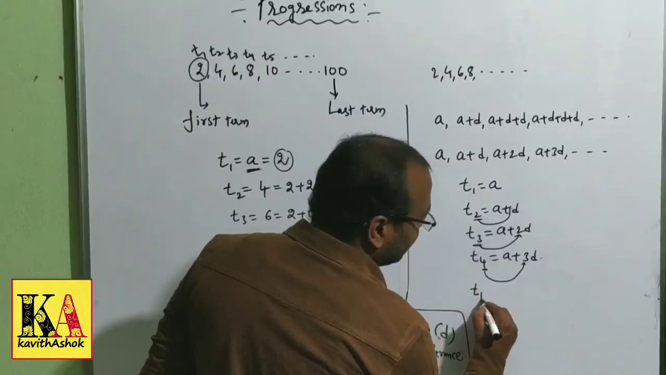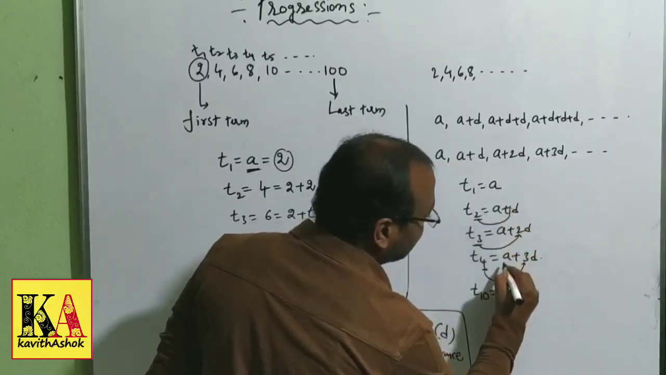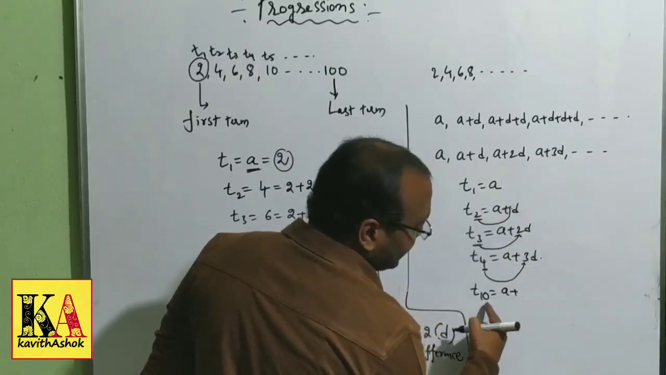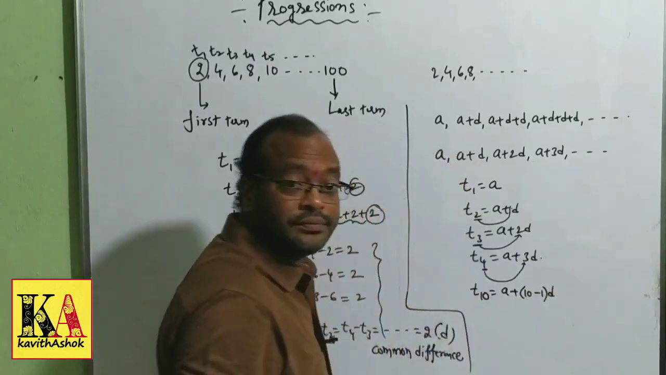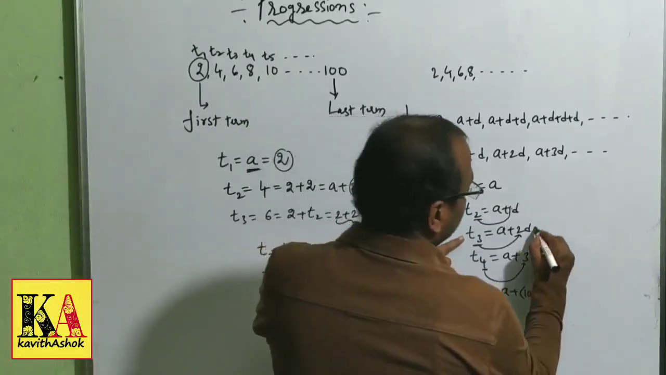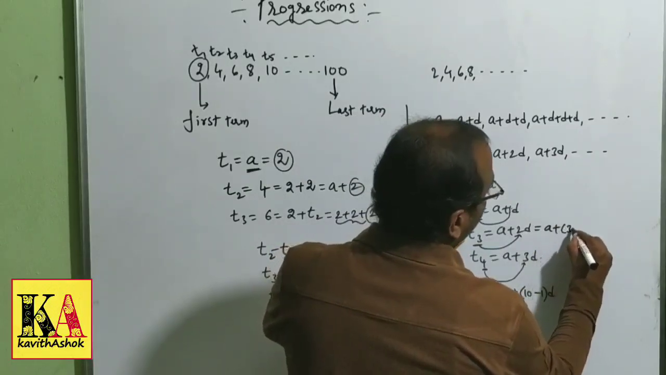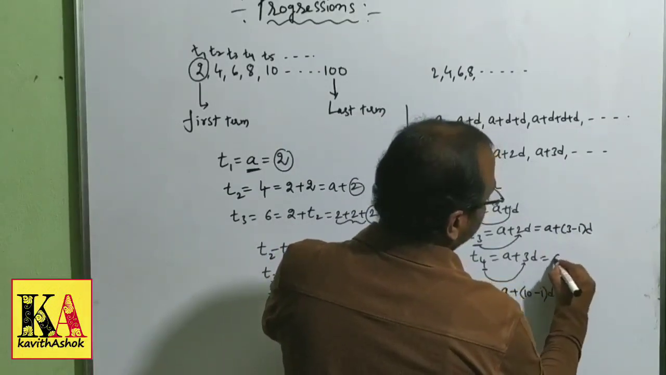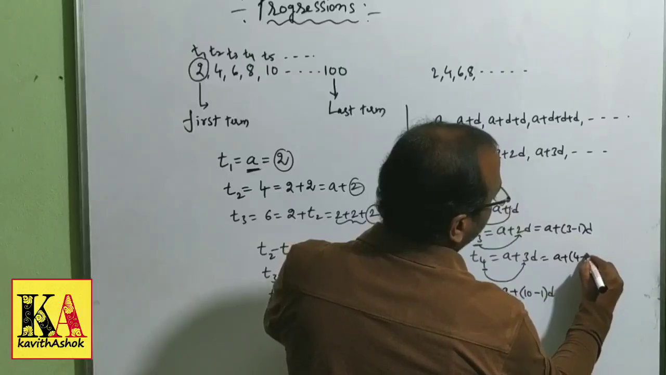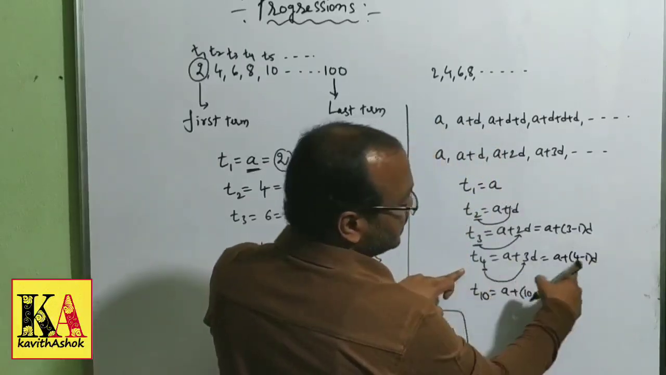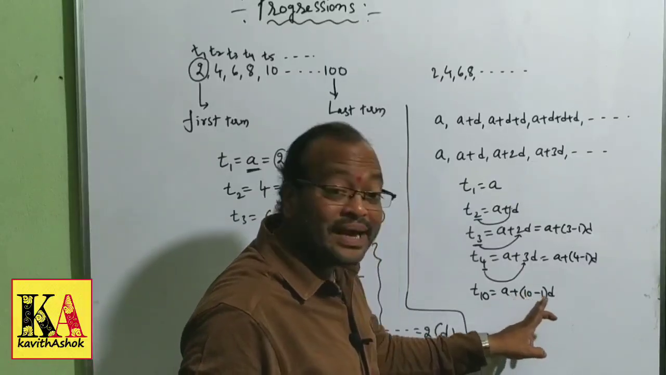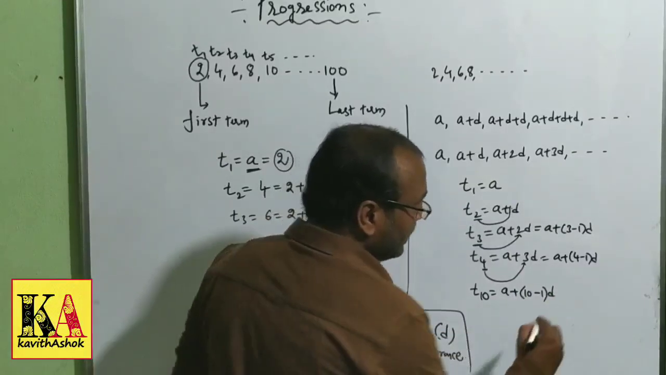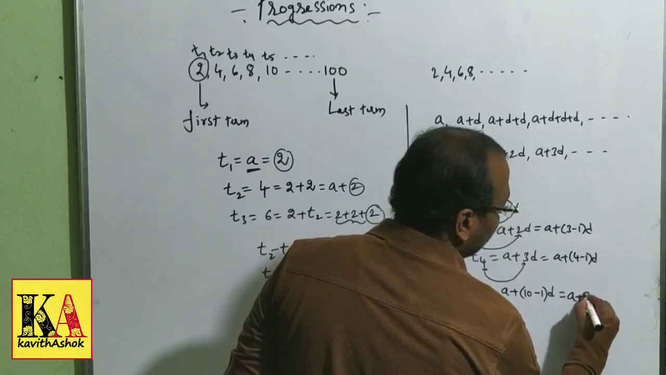What will happen here for T10? A is common for all. Plus, here 10 is there, so it becomes 10 minus 1 into D. Why? Because this is A plus 3 minus 1 into D, this is A plus 4 minus 1 into D. So T10 is A plus 10 minus 1 into D. Finally, this is A plus 9D.